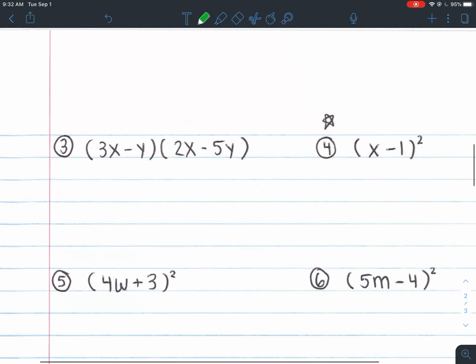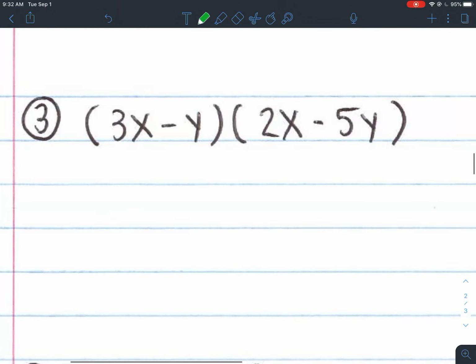Okay, so we're going to move on to number 3, 3x minus y times 2x minus 5y. Now this one might look kind of scary because there's 2 variables this time, but really it's the same process. Again, the operation in between these parentheses is multiplication, okay? If it was plus, then I would add them. I would do what I did the day before. I would distribute and then combine like terms. But here we are multiplying.